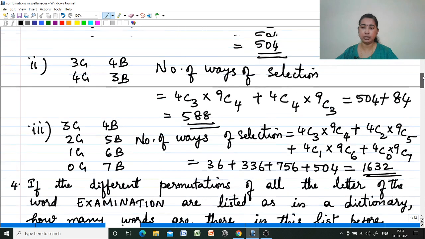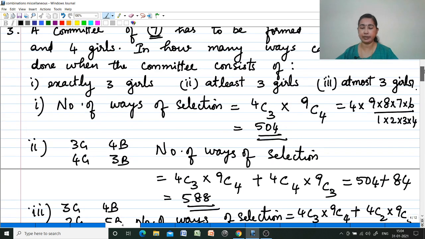So understand the difference between at least and at most. At least means a minimum of 3 girls. At most means a maximum of 3 girls. Whatever the minimum is, only a maximum of 3 girls should be there.